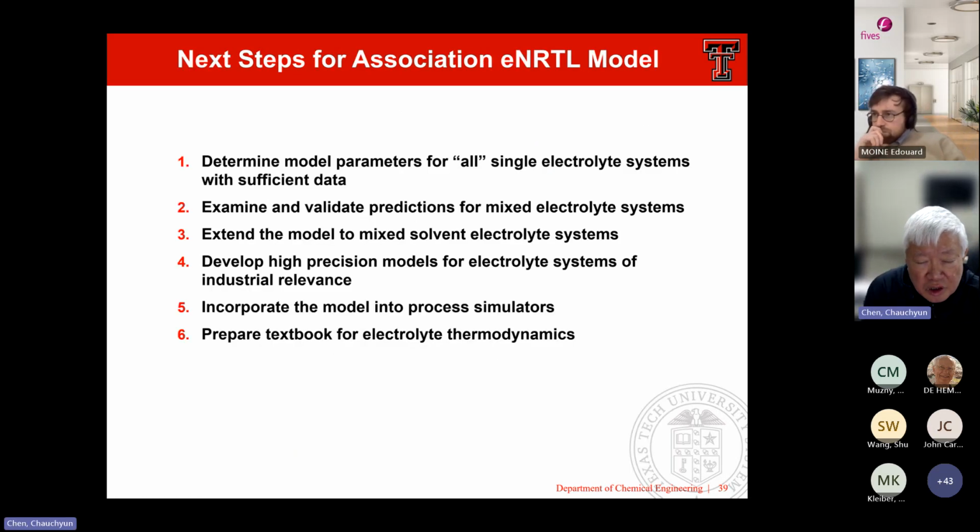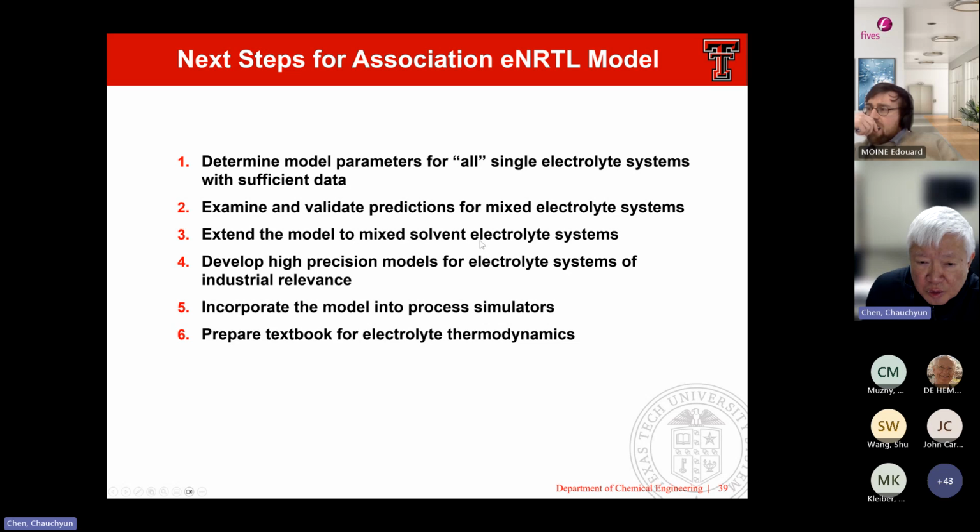With that, I want to conclude by sharing with you the next steps for the association model. As I mentioned, we are in the process of determining model parameters for all single electrolyte solutions with sufficient data. And so far, we have identified about 130 of them. But equally important, we need to examine and validate predictions for mixed electrolyte systems. I have shown some initial successes, but we need to do a comprehensive examination of it.